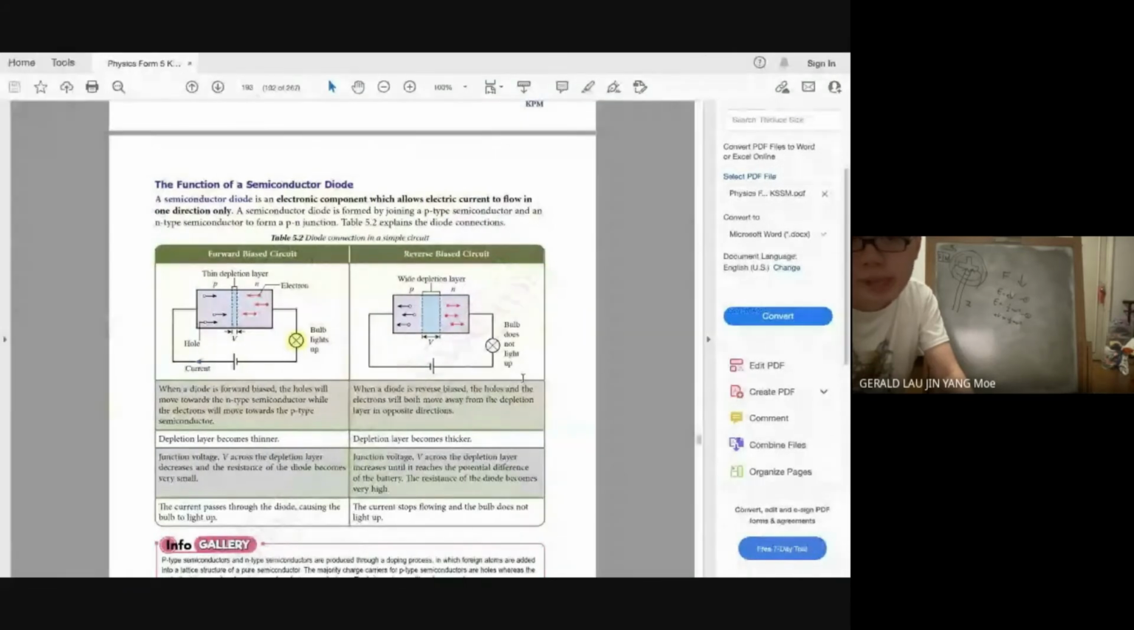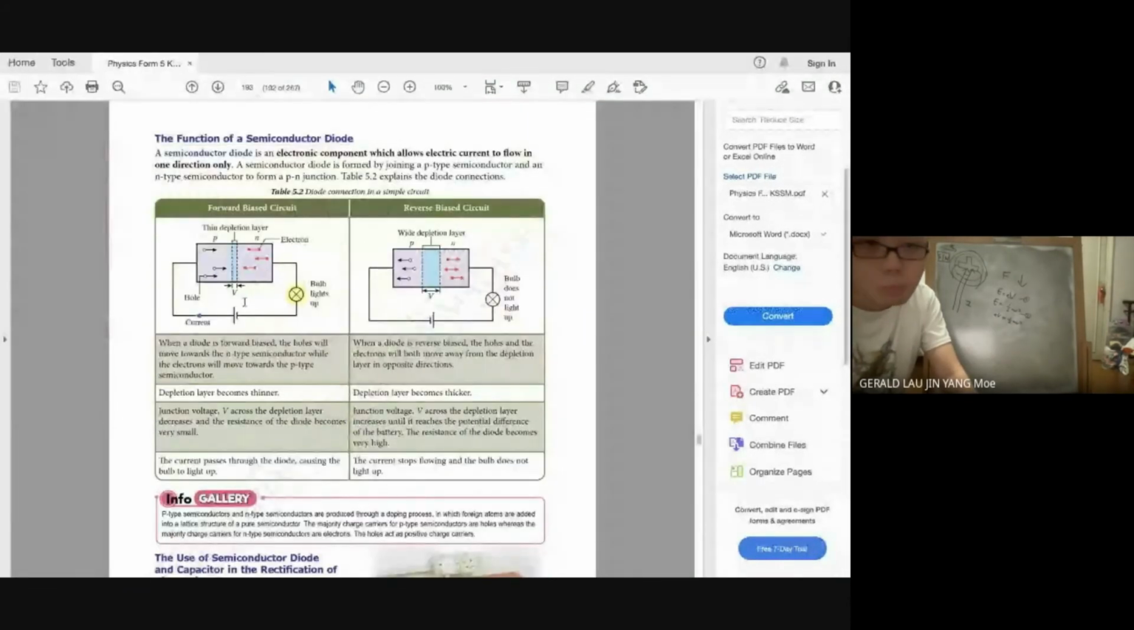Let's look back at the textbook. When it's forward bias, the current flows from positive to negative, so there will be a current flow. That's why it's called forward bias. Holes will move towards the N-type semiconductor. Electrons will move toward the P-type semiconductor. The depletion layer becomes thinner, the layer in between becomes thinner. Junction voltage across the depletion layer decreases and the resistance of the diode becomes very small. That's why there will be current, because this layer becomes thinner.